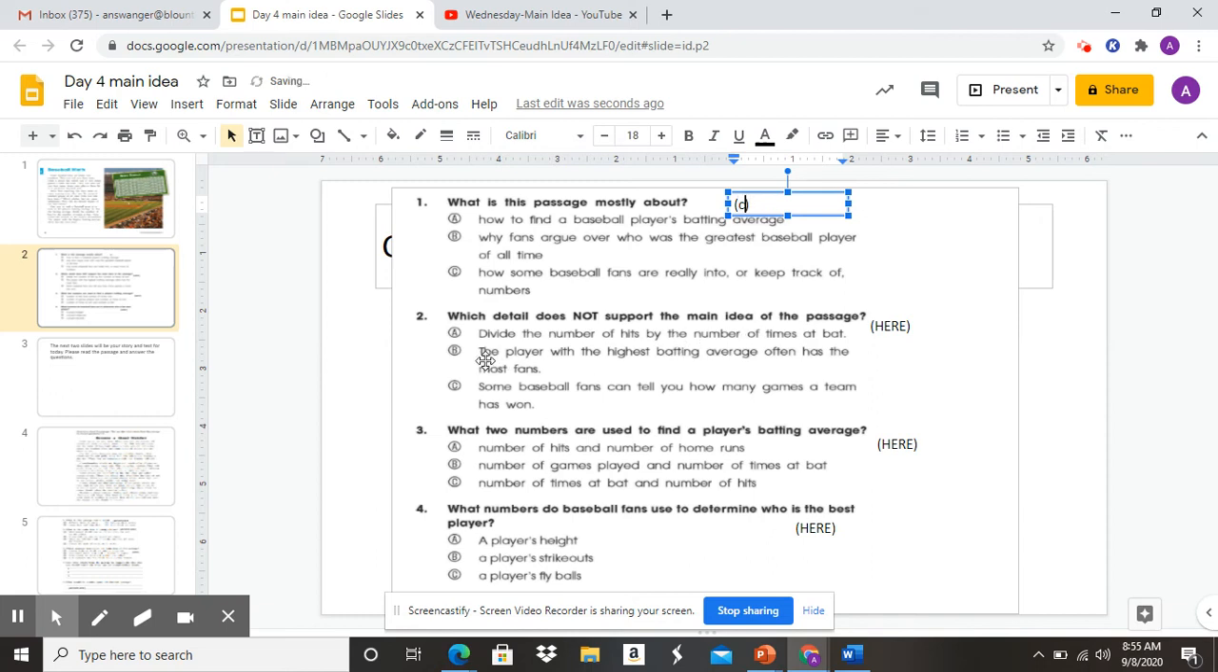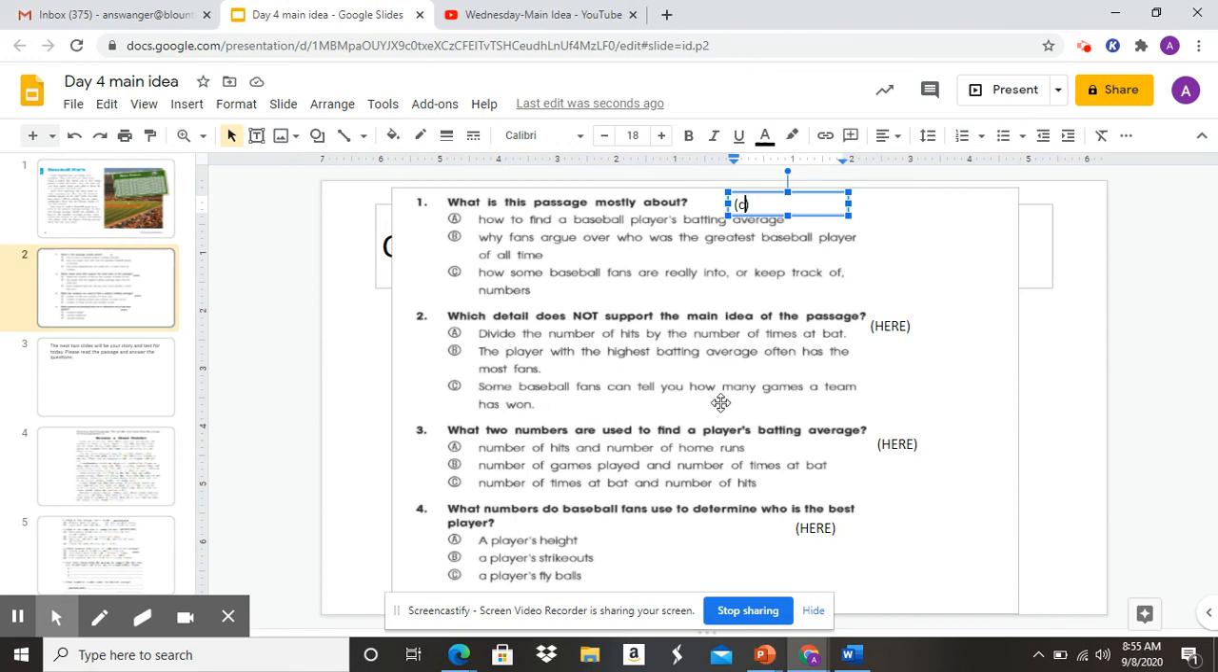All right. So now let's go down here and read number 2. It says, which detail does not support the main idea of this passage? Like I said, there are going to be sentences in the text that say, hey, this proves the main idea. And since our main idea is about baseball fans keeping track of numbers, let's see which one does not support that. Is it A, divide the number of hits by the number of times at bat? Is it B, the player with the highest batting average often has the most fans? Well, the player with the highest batting average does support baseball fans keeping track of numbers, so it can't be B. Or is it C?